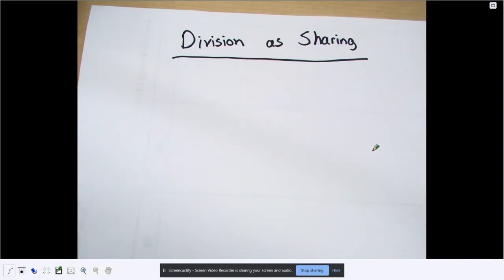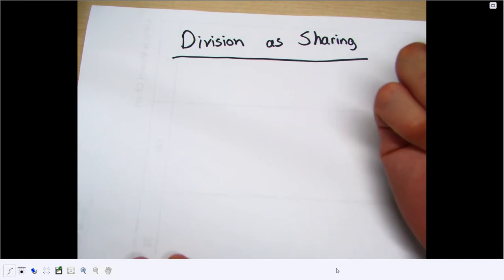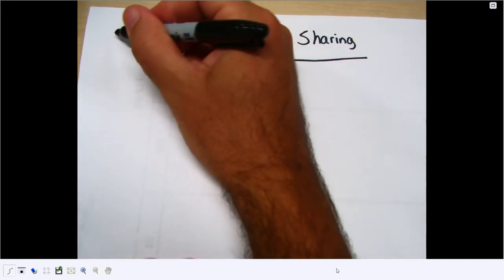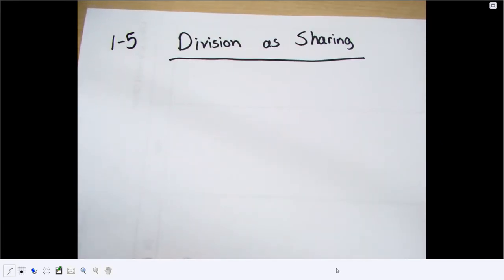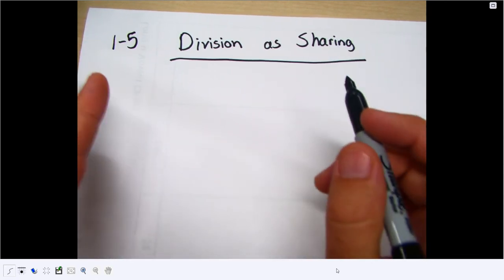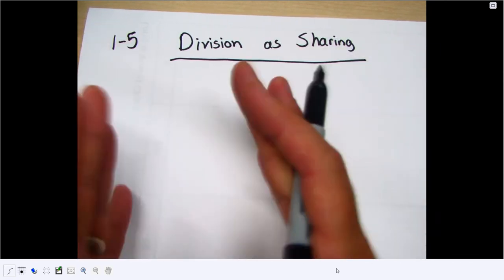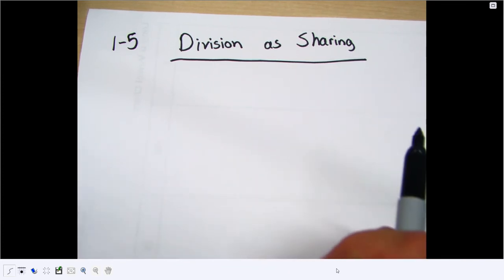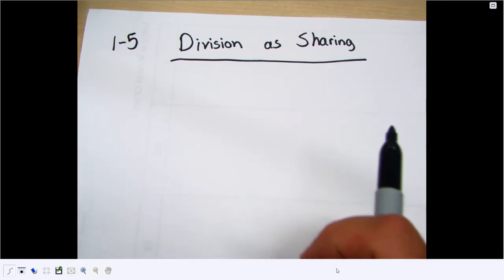All right, boys and girls, we are ready for another math lesson today. This is Pearson Lesson 1 5, and it is all about division as sharing. And so we've talked about multiplication being equal groups of things that we are putting together to figure out how many there are altogether. Well, division is the opposite of that.